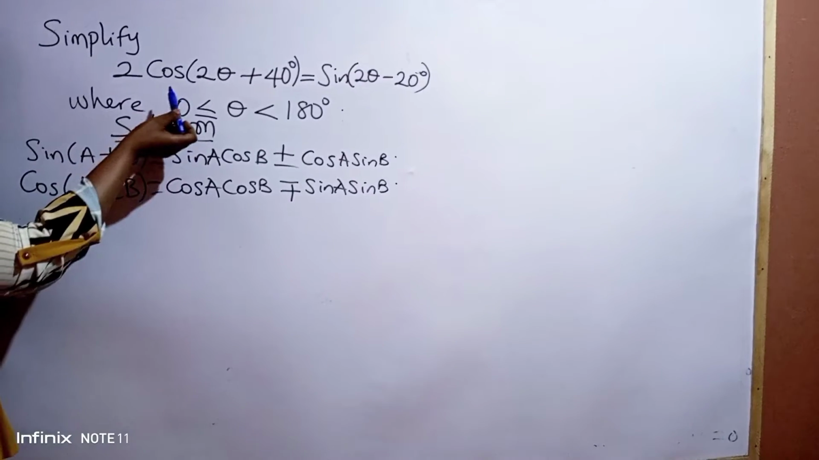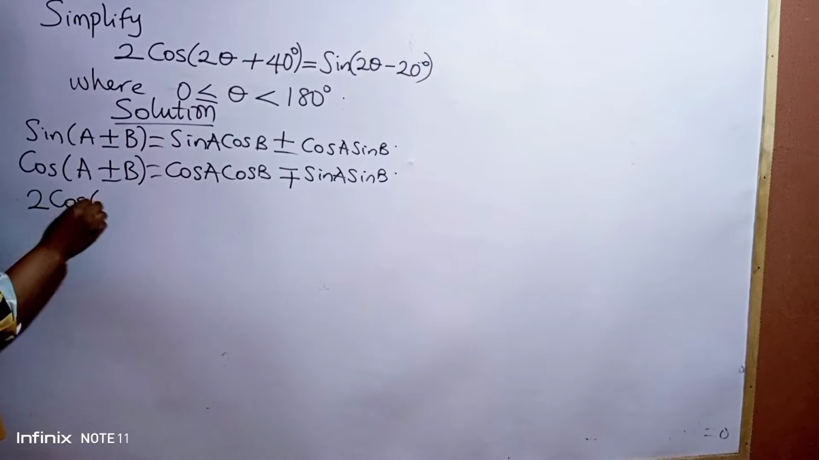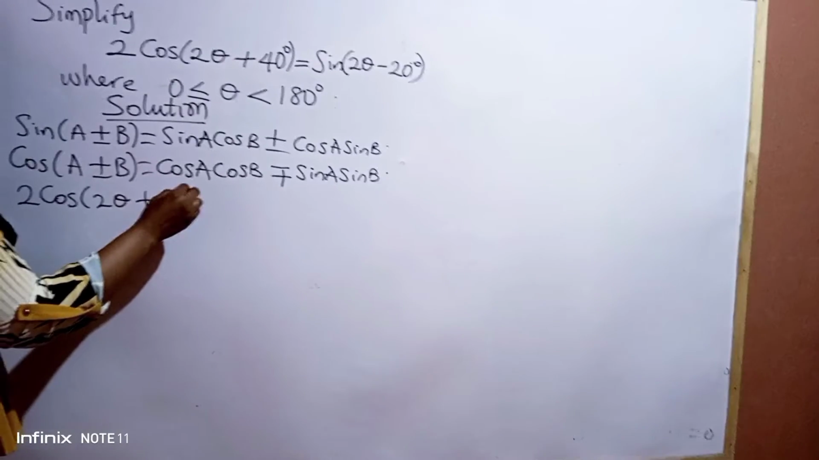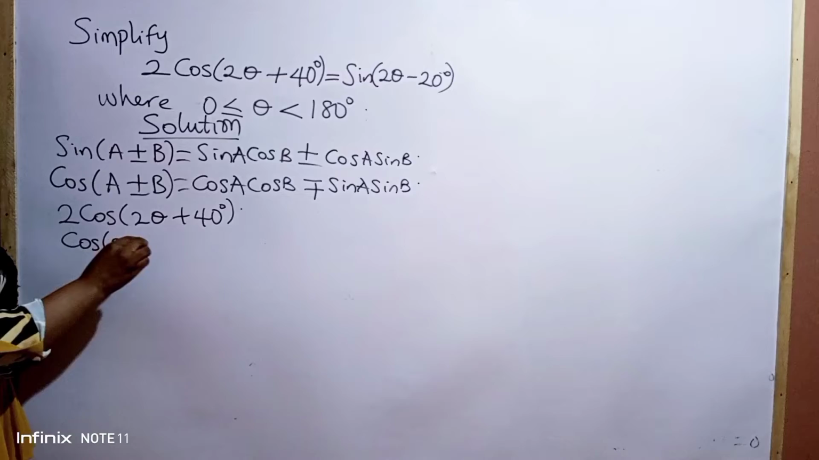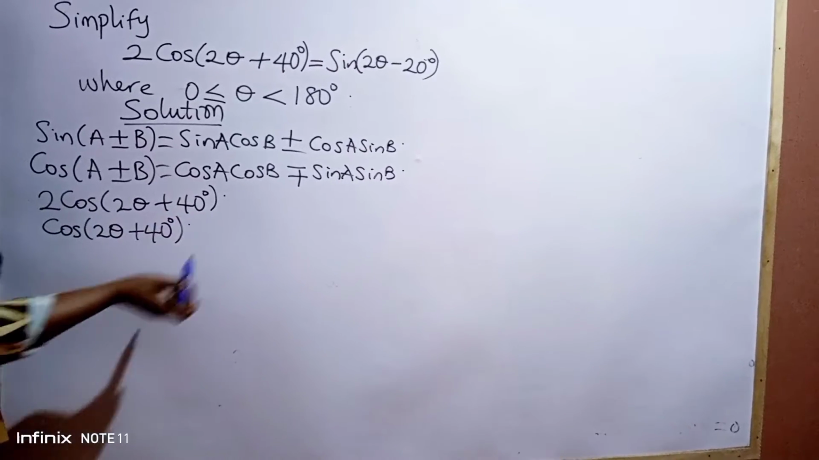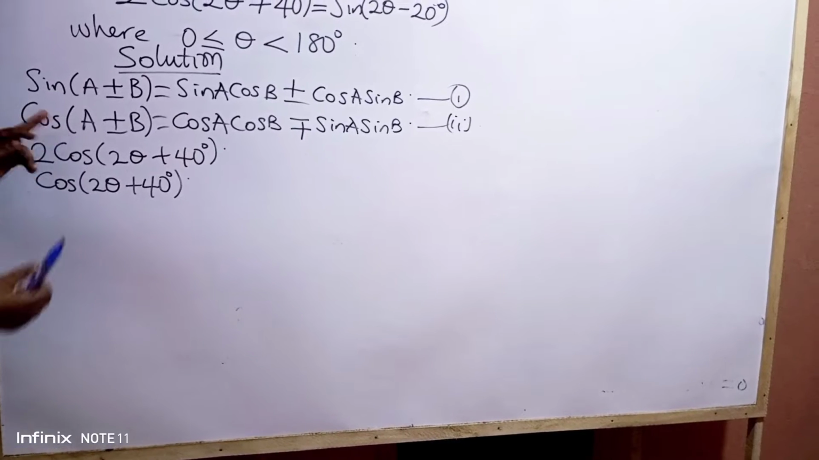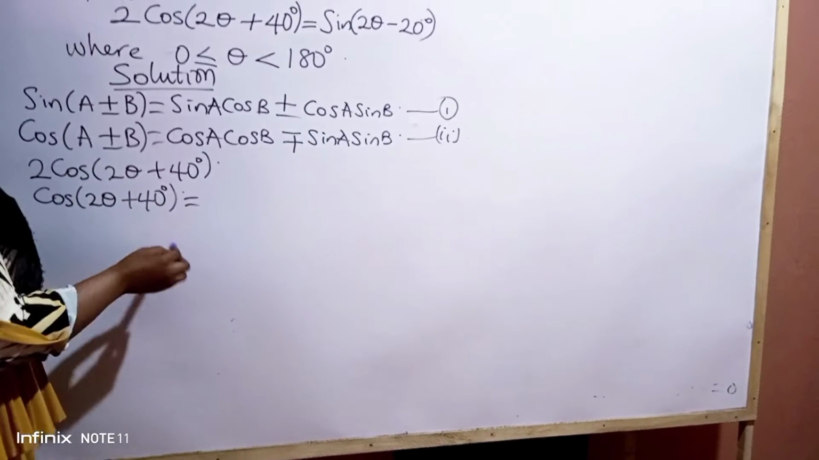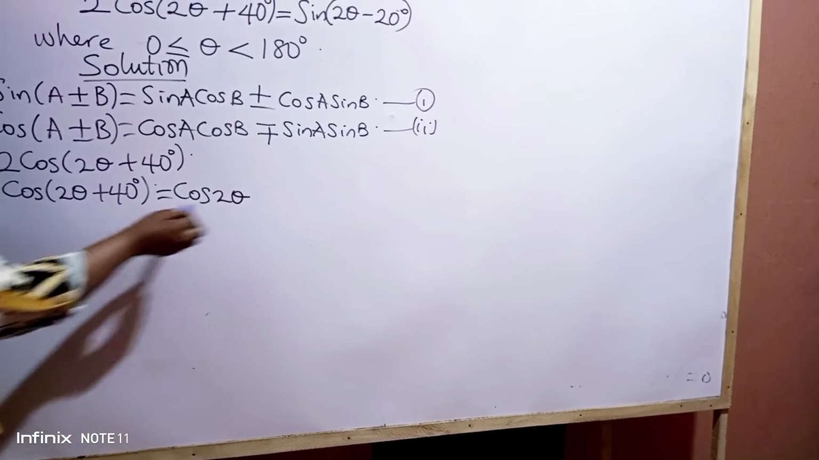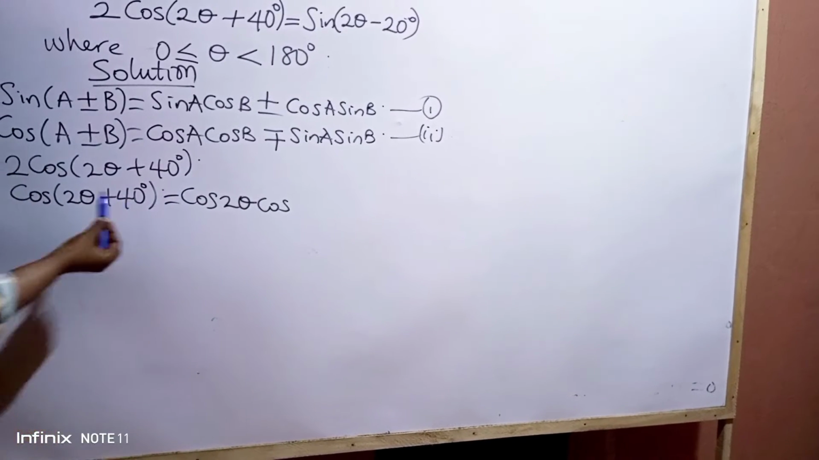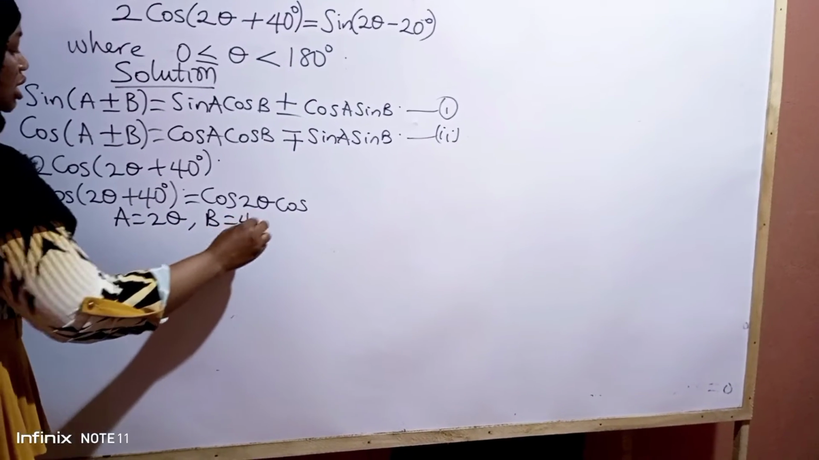Now from here, let's take the left hand side of this equation, which says 2 cos of (2 theta plus 40 degrees). Let's keep 2 aside and take cos of (2 theta plus 40 degrees). Let's name this one equation 1 and equation 2. So let's go to equation 2. Then we have cos of A plus or minus B. It will be equal to cos, anywhere you see A, you put 2 theta, cos 2 theta, then cos, anywhere you see B, you put 40 degrees. Maybe I should help you: A is equal to 2 theta, then B is equal to 40 degrees.